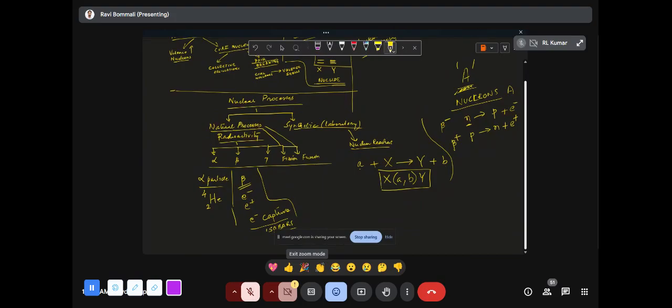So what are the things that need to be conserved? You must have already studied a few things about conservation laws in nuclear and particle physics. Have you studied conservation laws? No, sir, not yet. So there are quantities like charge, spin, parity, energy, momentum. So these are the quantities in general that have to be conserved. Charge, spin, parity, momentum, energy. So these are the things.